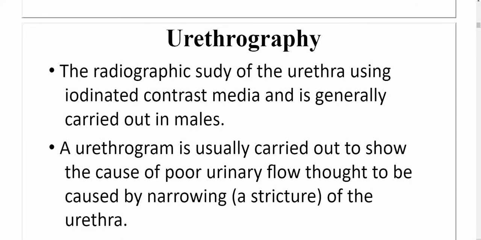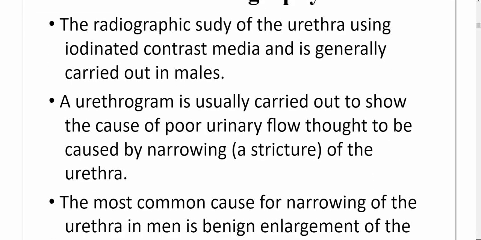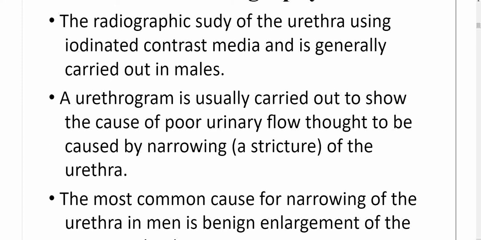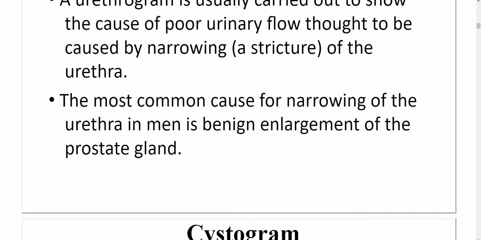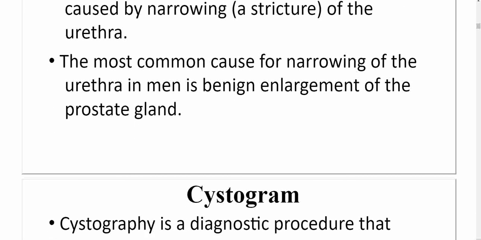Another example is urethrography, the radiographic study of the urethra using iodinated contrast medium, which is generally carried out in males. Urethrography is usually carried out to show the cause of poor urinary flow, thought to be caused by narrowing or stricture of the urethra. When you try to urinate and the projectile force of the urine does not go far, instead it just drops next to your leg, there's a problem with your urine flow. The narrowing of the urethra has to be ruled in and checked whether a biopsy is required, or maybe there is a tumor or a polyp blocking or resulting in that constriction. The most common cause of narrowing of the urethra in men is benign enlargement of the prostate gland, that is benign prostatic hyperplasia.